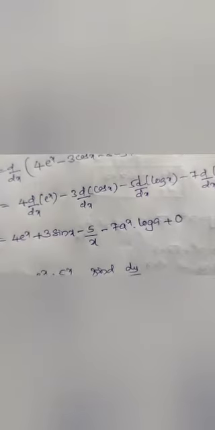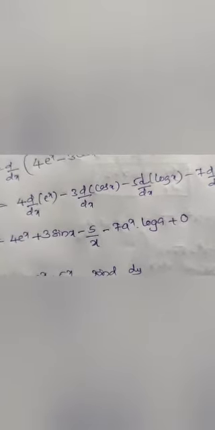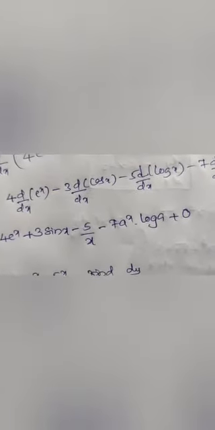The first one, 4 as it is, the differentiation of e to the power x is e to the power x. Here differentiation of cos x equals minus sin x. Therefore minus into minus is plus, that's why we are taking plus 3 sin x. Minus 5 d by dx of log x equals what? 1 by x, so 5 by x, and minus 7 a to the power x log a. Lastly, the constant value is 0. Therefore the dy by dx value is this one.